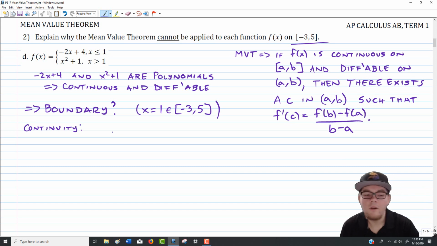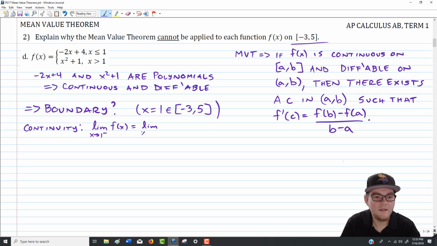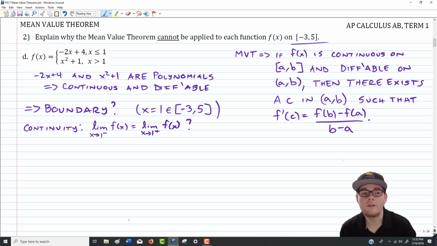So in order to check for continuity, of course, we know there's a 3-step proof to get there, with the function value, the limit, and the 2 being equal. I'm going to focus on the second step, which talks about the left-hand and right-hand limits. So we're going to ask ourselves, does the limit as x approaches 1 from the left side of f of x equal the limit as x approaches 1 from the right side of f of x? So in a sense, it's like a question here.